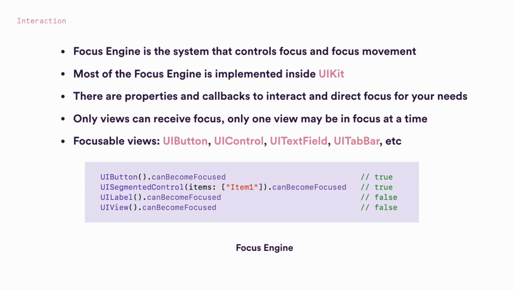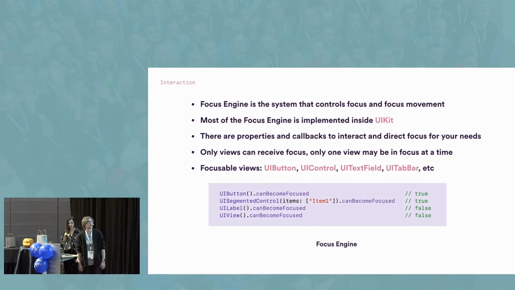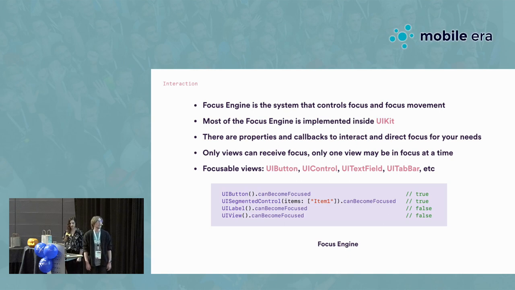Only views can receive focus, and only one view may be in focus at a time. You get some focusable views by default, like UIButton, text field, UITabBar. But UIView itself is not focusable by default. If you want to check if the view can become focused, you can use the canBecomeFocused property on UIView. As you can see here, UIButton and UISegmentedControl can become focused, but UILabel and UIView cannot.